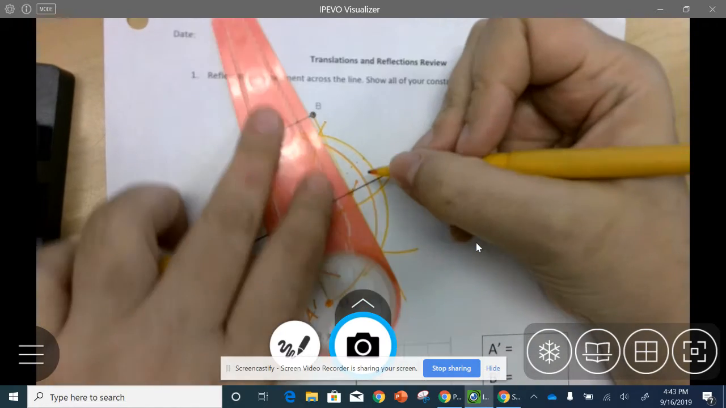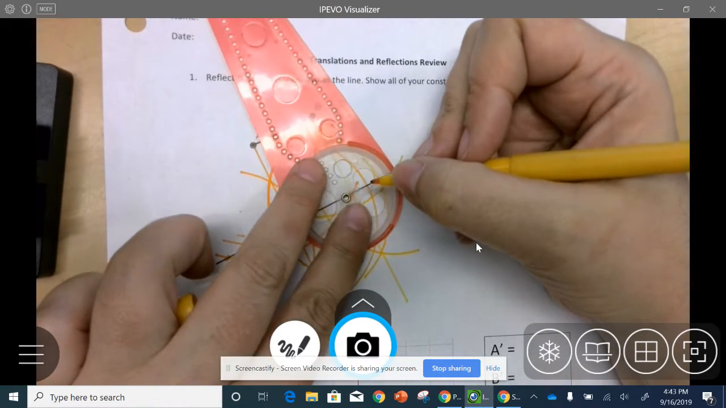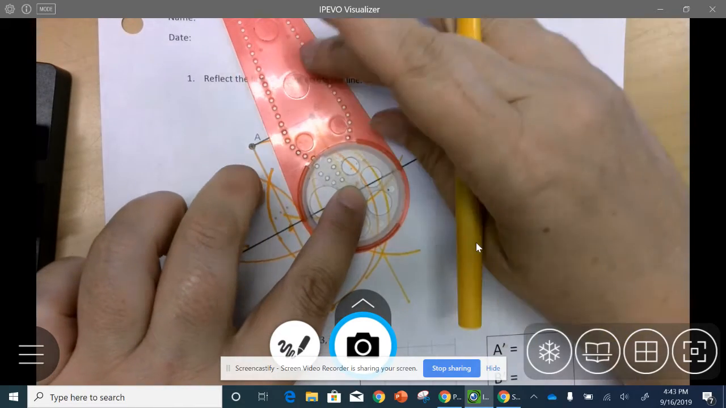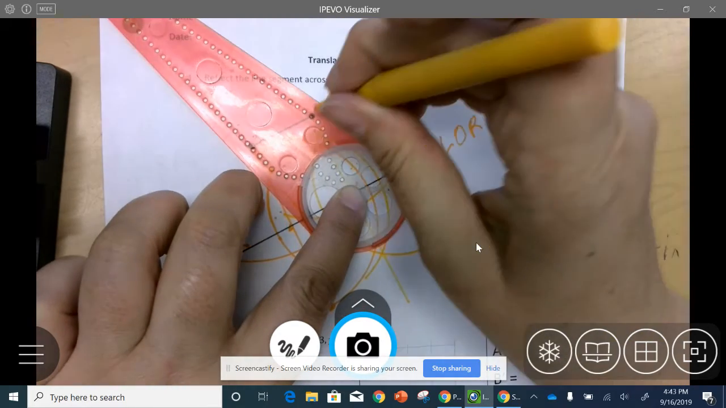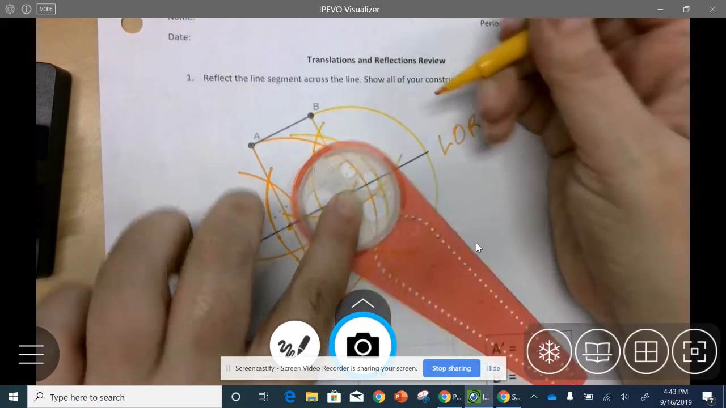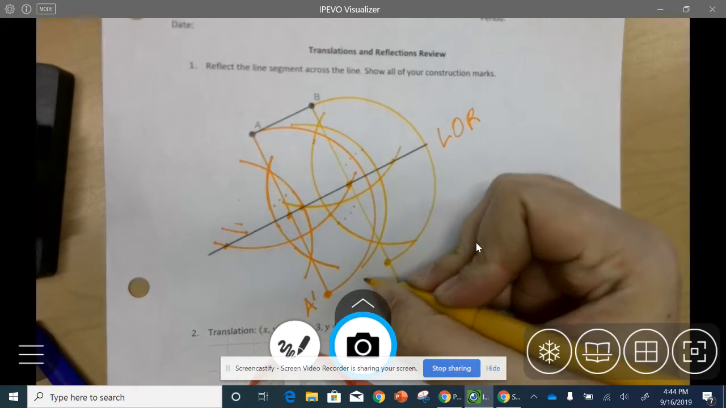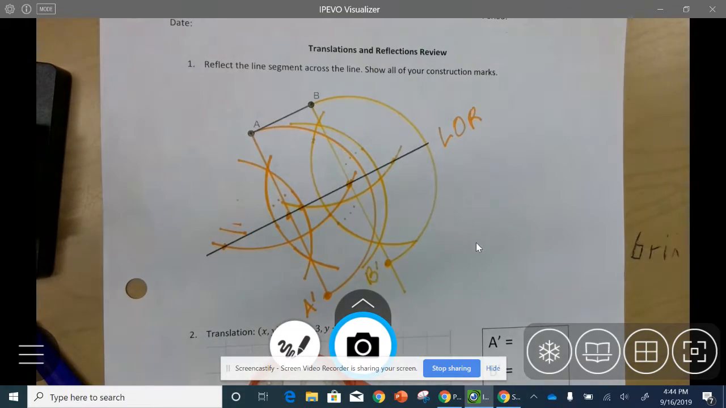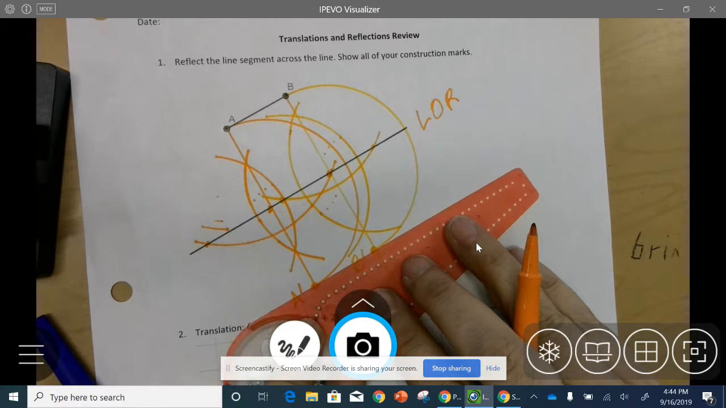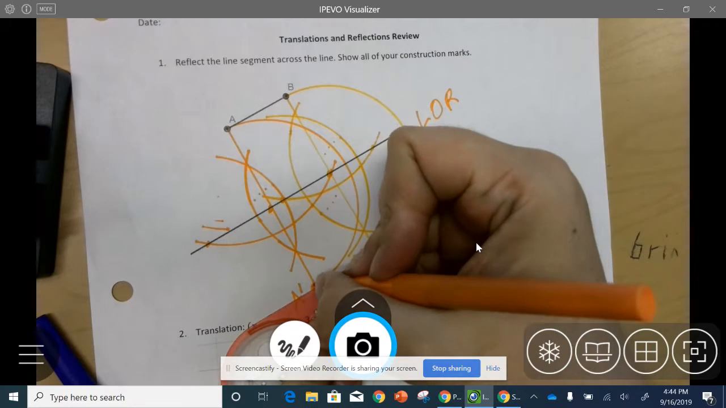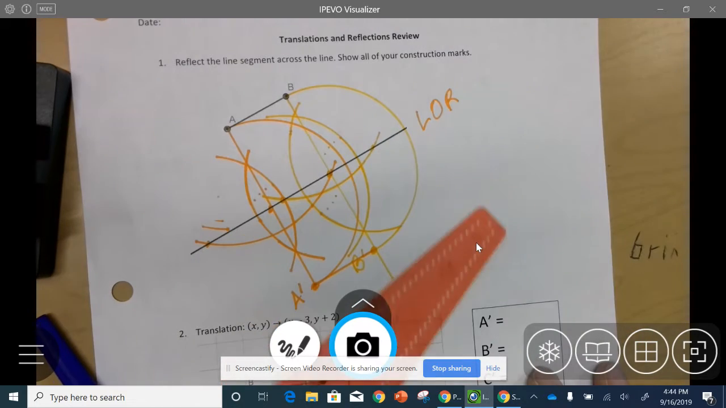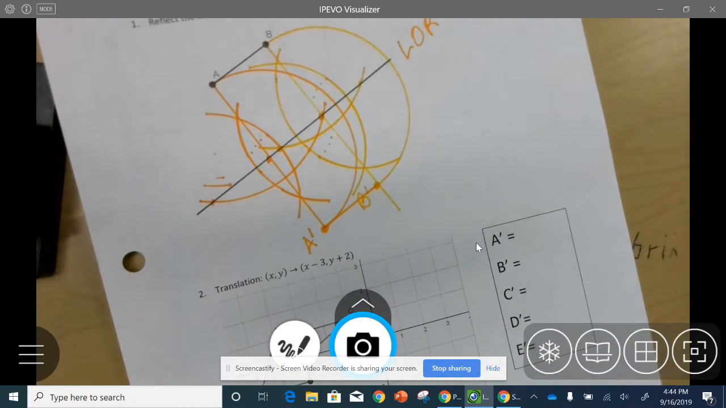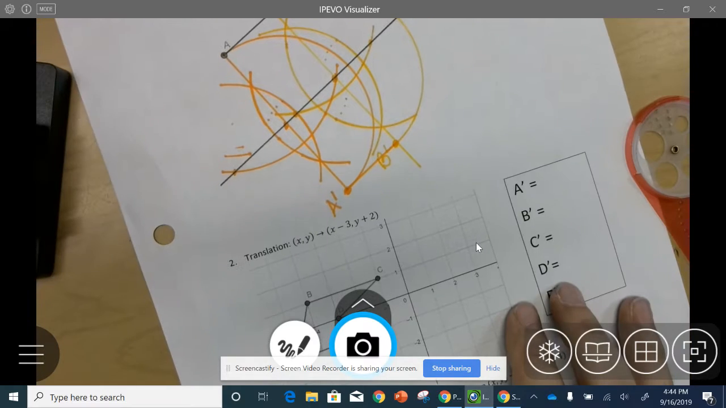Okay, I put my compass where the perpendicular line intersects the line of reflection. Put on B. I go shoop, all the way across to B prime. I'm going to go ahead and connect them to make my segment. And we're all done. And that's where we reflect it. Segment across the line. Okay, this one we're going to do the translation.